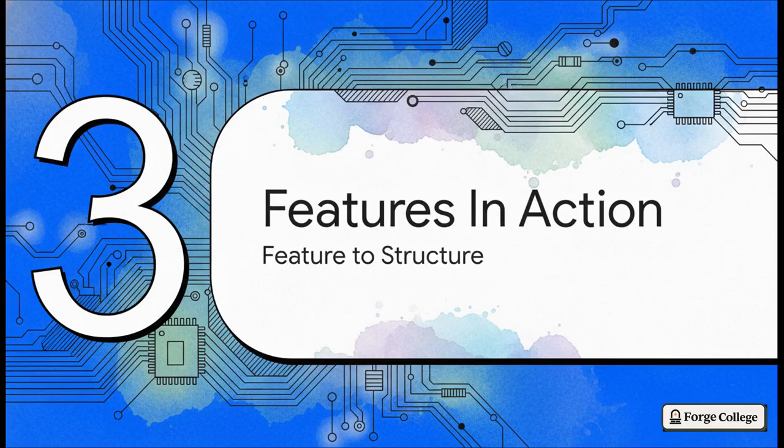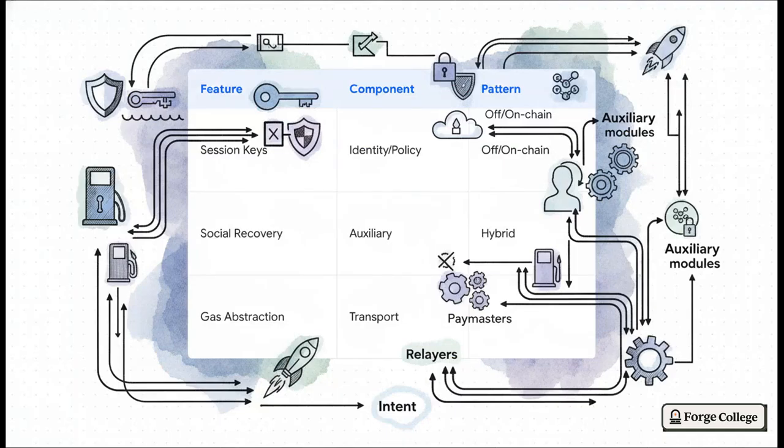Okay, part 3. Let's see these high-level features mapped out in action. Let's look at the actual wiring here. Notice how session keys rely heavily on the identity layer to generate the key, but they lean on the policy layer to actually enforce their expiration.